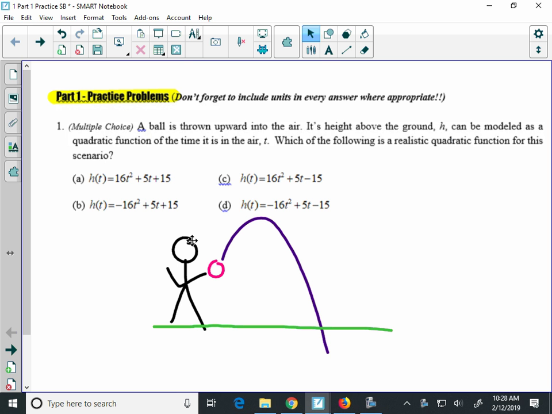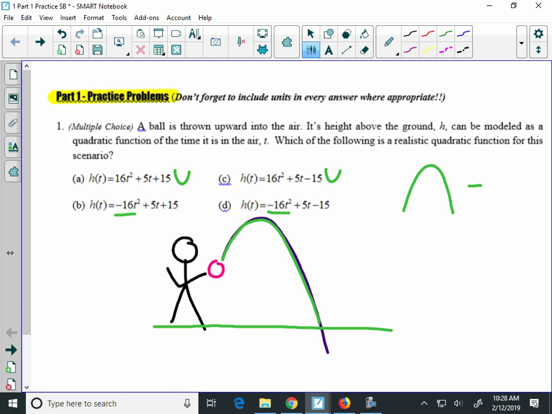Well, just like the last problem, notice that the path of this ball is upside down, the parabolic shape, which means, remember, an upside down parabola has a negative leading coefficient, which would look like it's only D and B, I'm sorry. A and C would be graphed like this, opening up, which isn't the way you throw a ball. So cross A and C off.